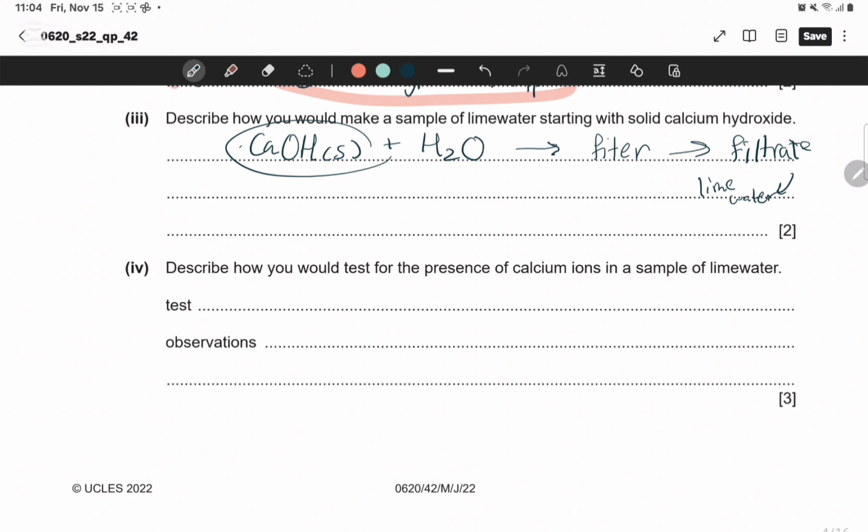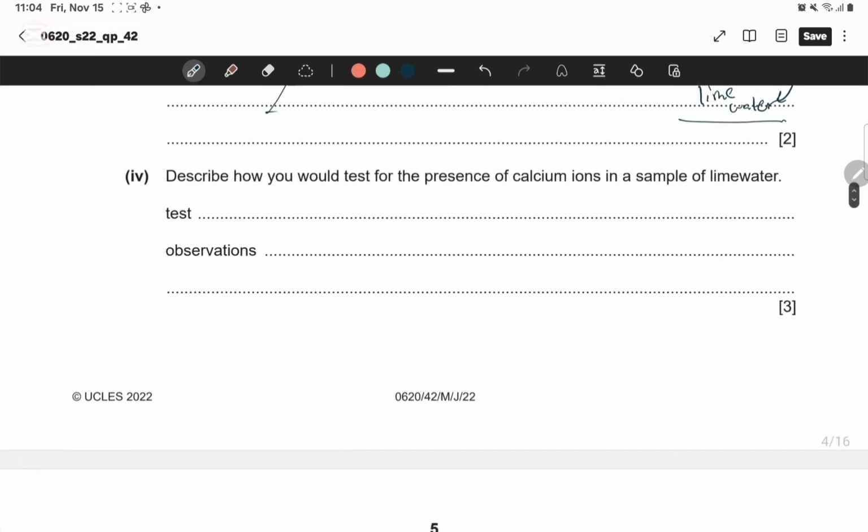Okay, so if you want to make a sample of lime water with solid calcium hydroxide, you're just going to add calcium hydroxide and water, and then you're going to filter it using filtration, and then the filtrate is going to be the lime water, and the residue is going to be the excess Ca(OH)2.